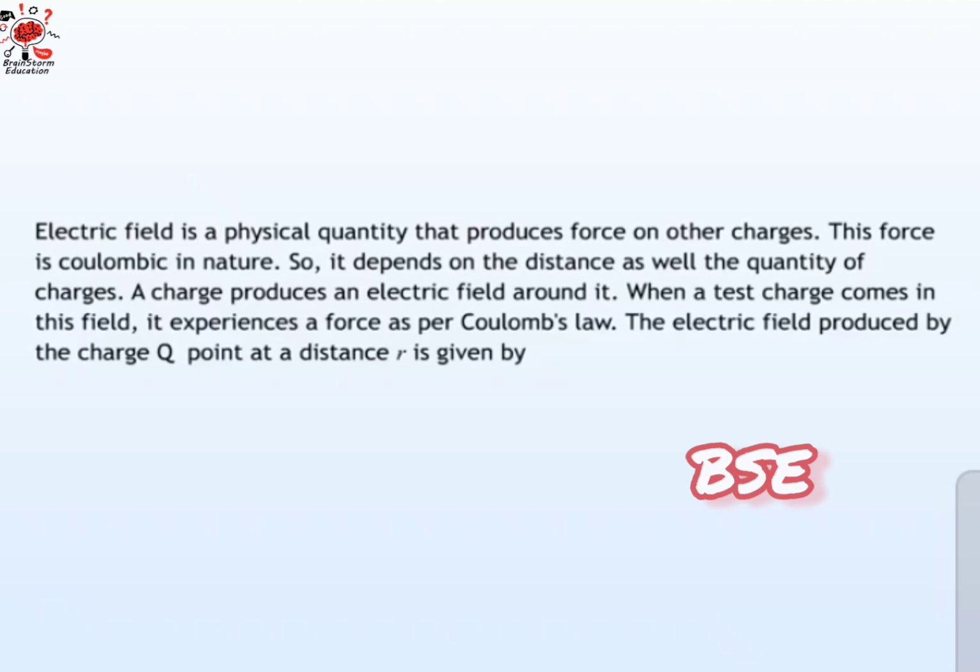The electric field produced by the charge Q at a point at a distance r is given by E(r) = 1/(4πε₀) × Q/r² × r̂.